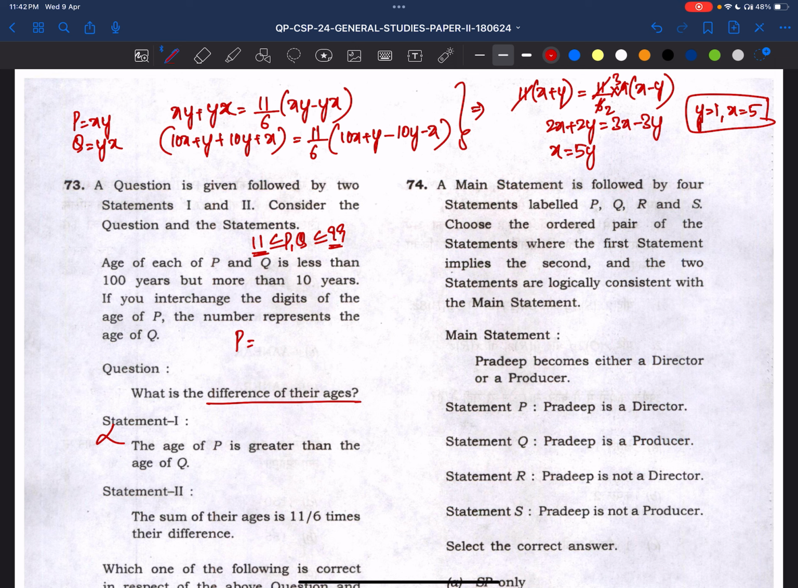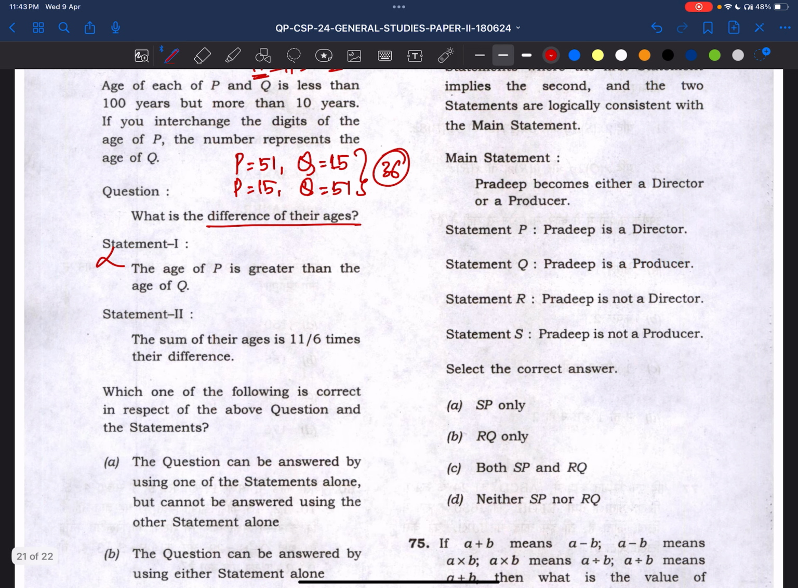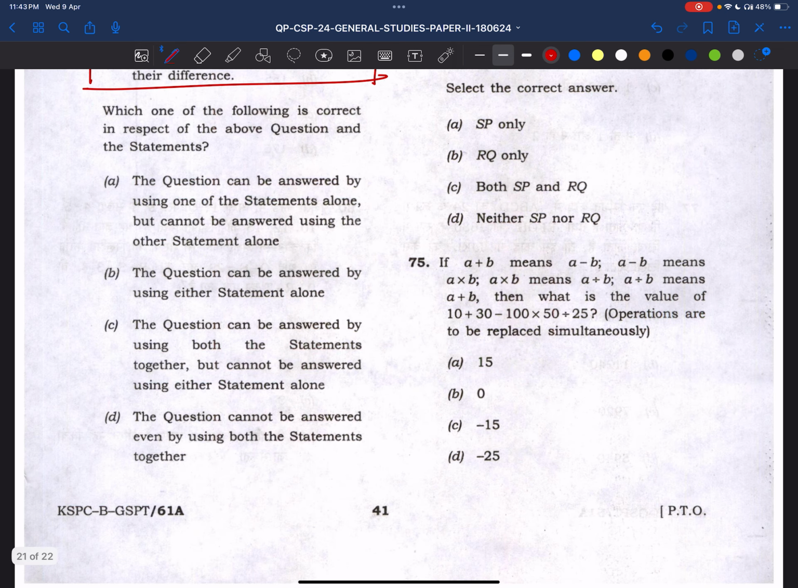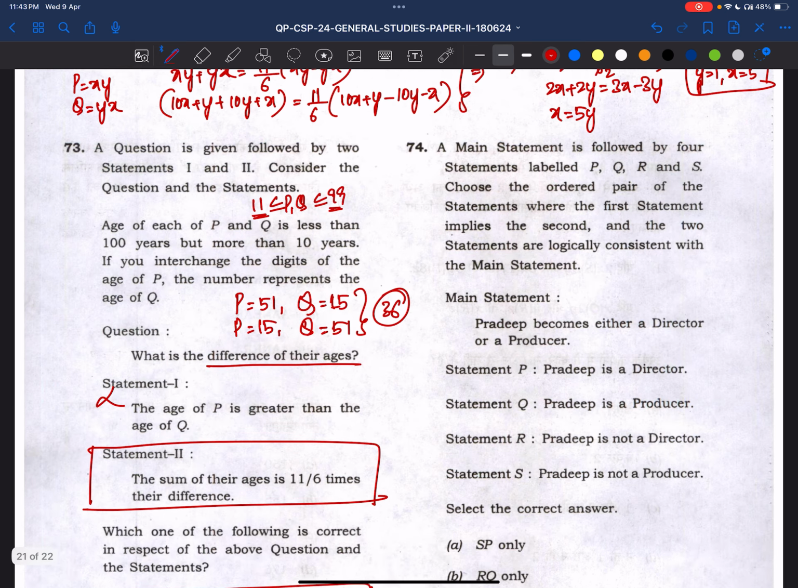So, what is age of P? It is 51. Age of Q is 15. Right? Other possibility, P should be 15, Q should be 51. What is the difference? Difference never changes. Difference is 36 in either of the cases. So, we could find the answer by using statement 2 alone. Right? So, the answer will be what? The question can be answered by using one of the statements alone.